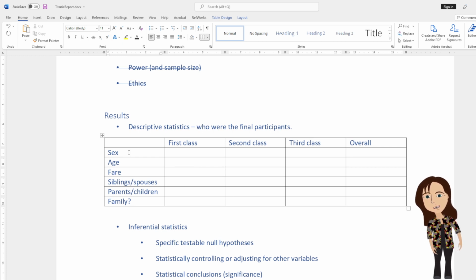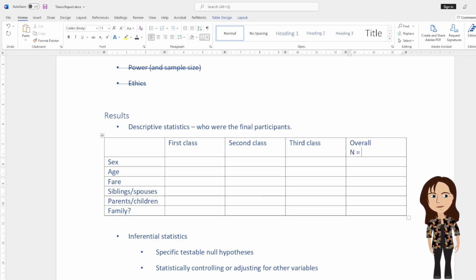The next thing I would do is perhaps think about how you want to summarize these variables before you go into SPSS. So I do want to summarize how many are in each of these. So I'm going to put in an n equals something there. And then also within each class, n equals something. Word is going to capitalize all these n's, but probably they should be lowercase n's. N equals something.